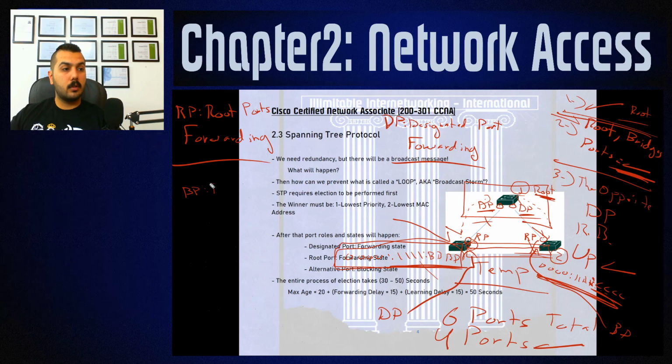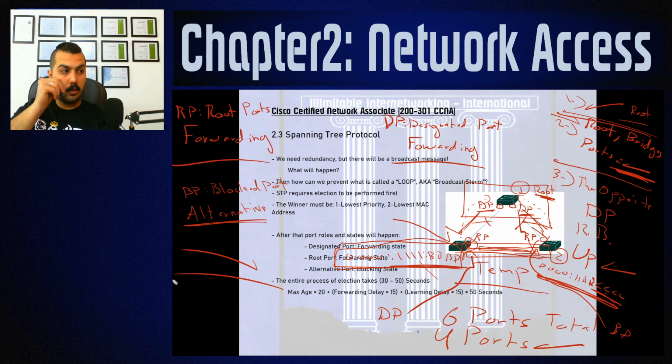The blocked port will be in the state of alternative because it is a standby. It's an alternative port for these two links. Whenever one of these two links fails for any reason, this alternative will become designated and it will serve the network and make it maintain redundancy.